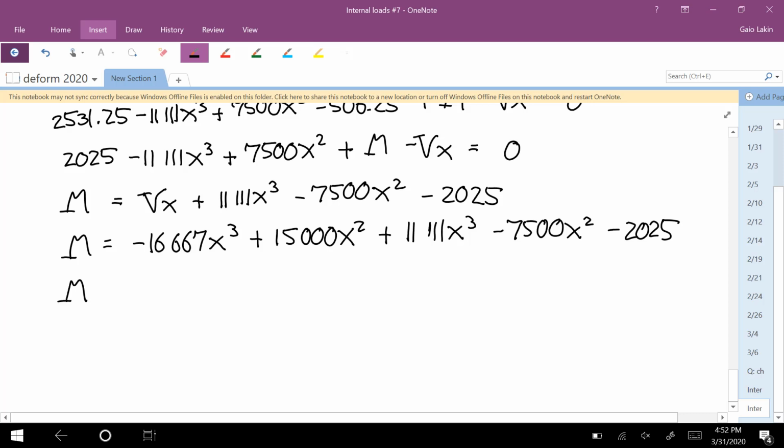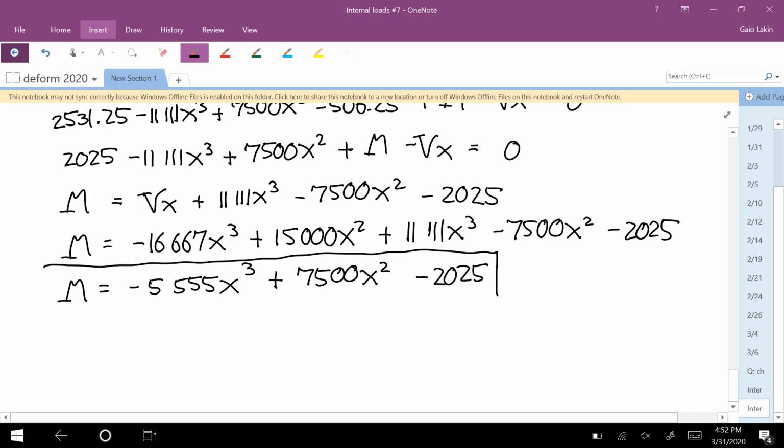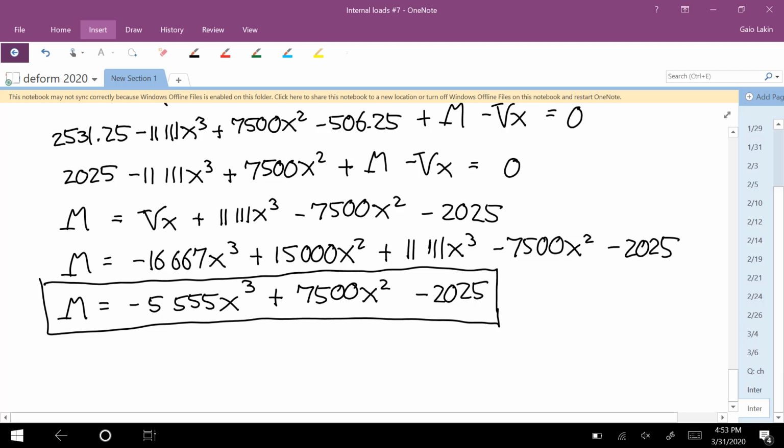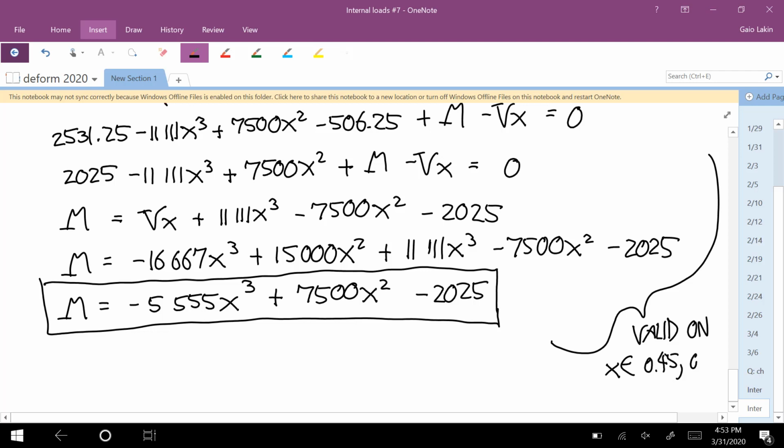You can lump some of these together and you get m is equal to negative, what does that come out being? All fives, I think. So negative 5,555.5 repeating x cubed plus 7,500 x squared minus 2025. And all of these are valid on the interval for x. So this is valid on the interval x between 0.45 and 0.9.